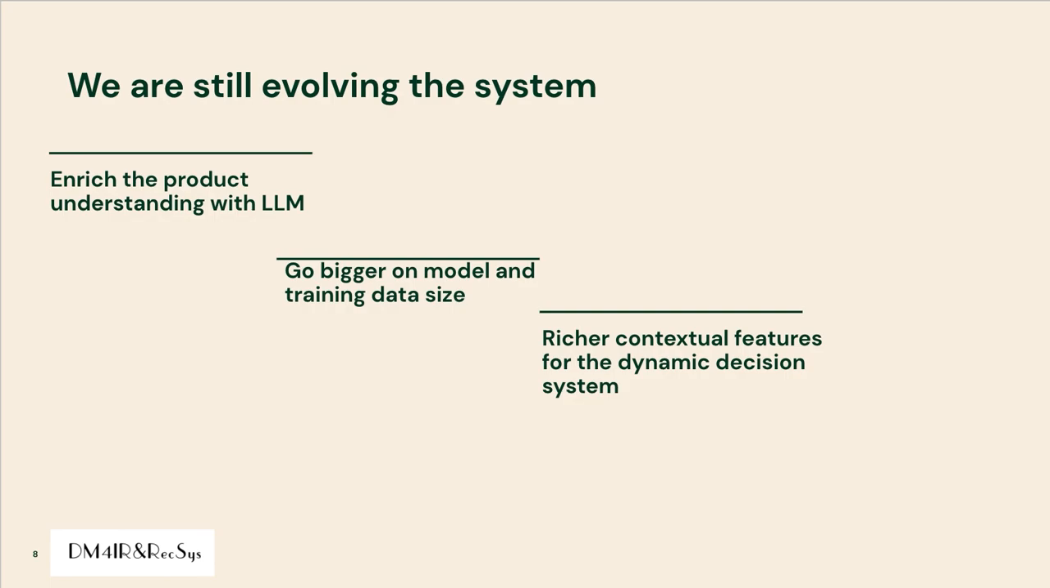Given the many components of the system, we are still evolving it to make it better. We are doing work like enriching product understanding with large language models, and we also want to go bigger on the model and the training dataset. We find that offline it improves our model performance. We are also adding richer contextual information for our dynamic decision system.